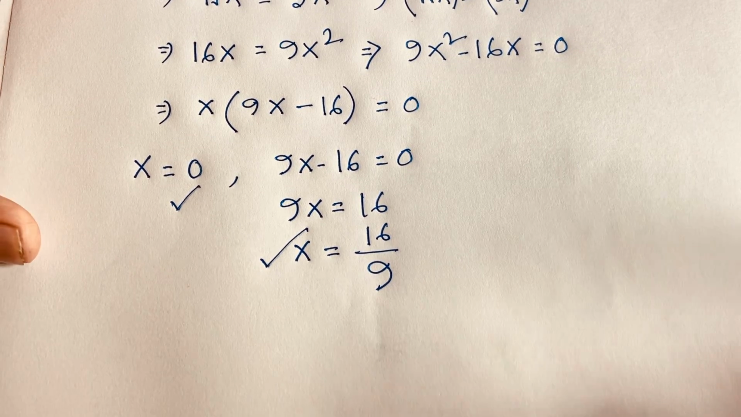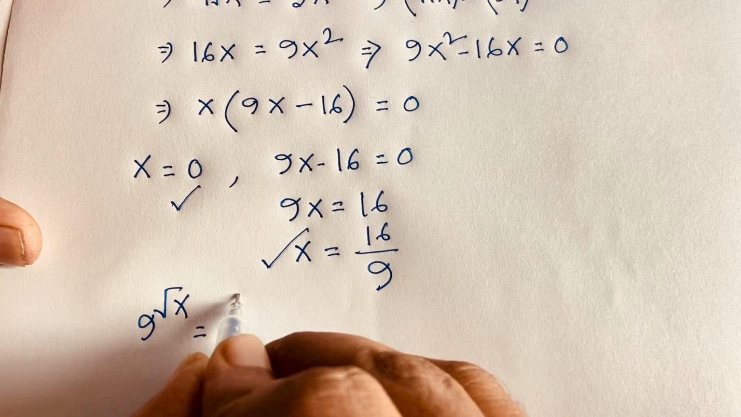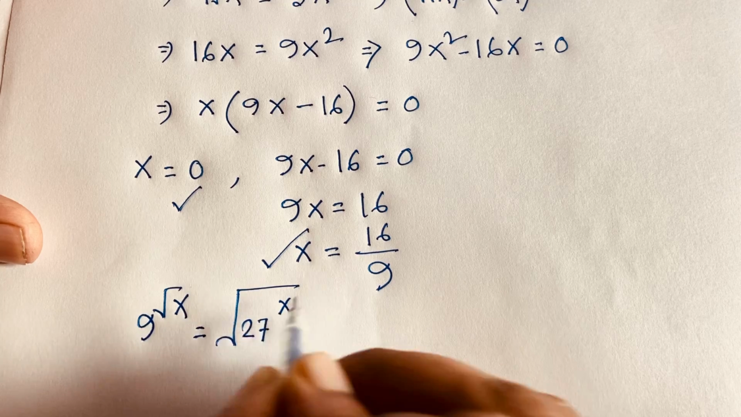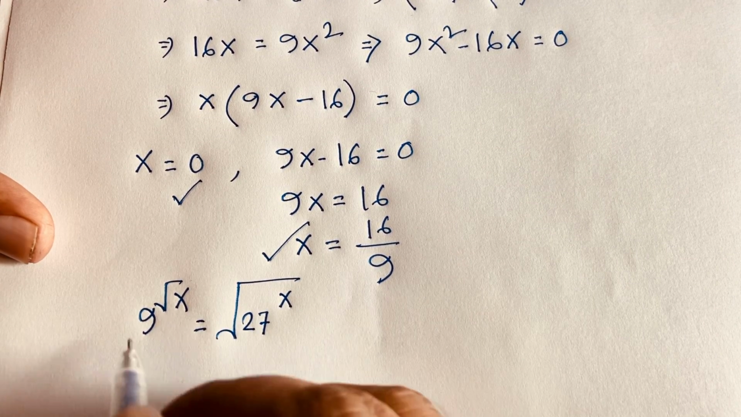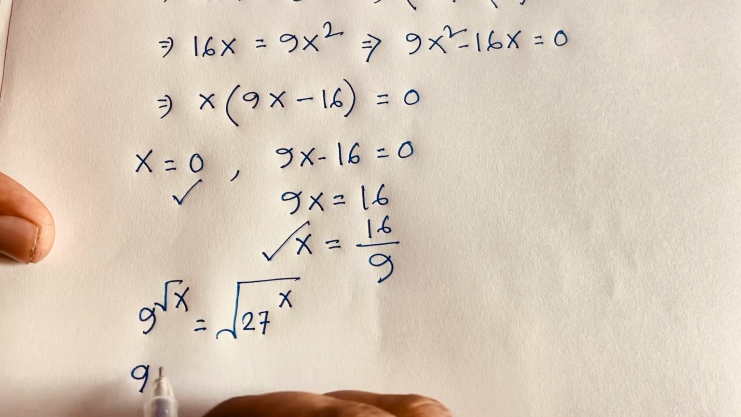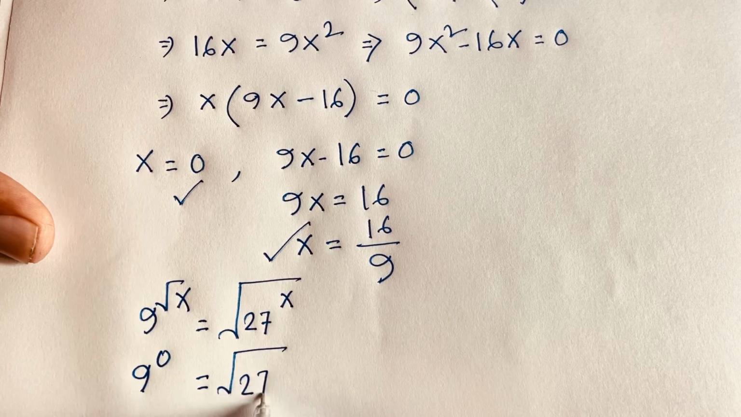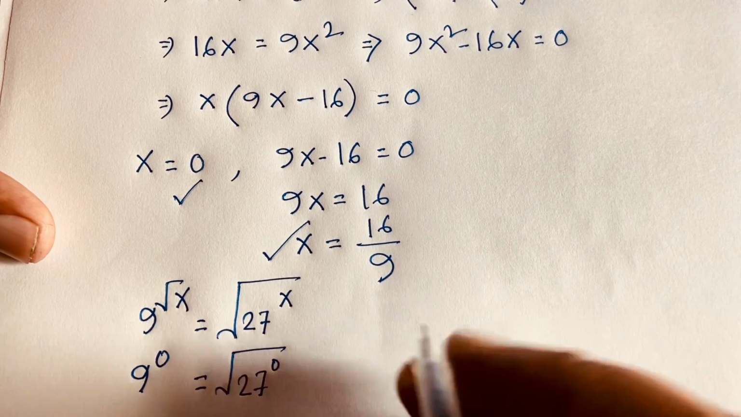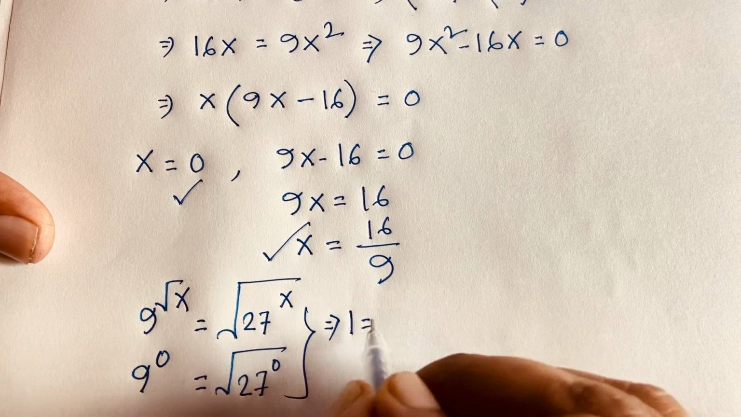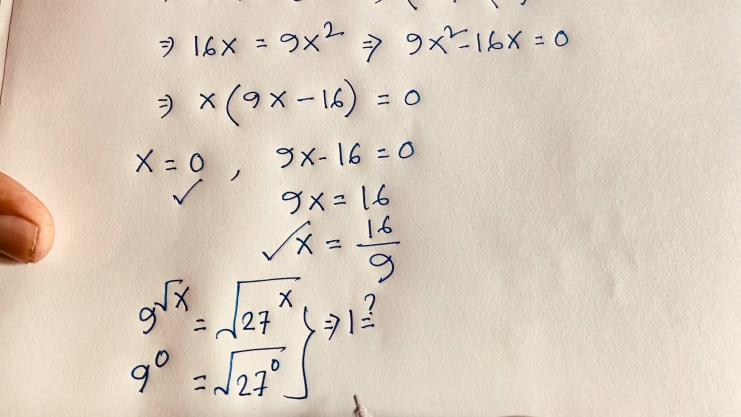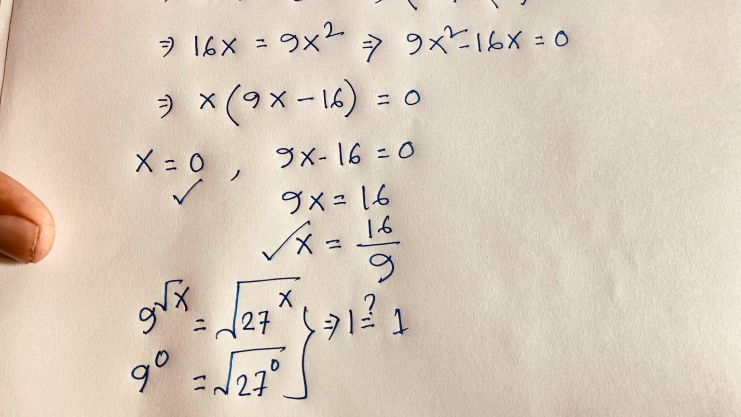So let's check. Our question is 9 to the power square root x is equal to square root of 27 to the power x. If I take the value x is equal to 0, then 9 to the power square root 0 is equal to square root of 27 to the power 0. I can say 9 to the power 0 is equal to 1, and we know that 27 to the power 0 is also 1, so 1 is equal to 1. So x is equal to 0 is our right answer.